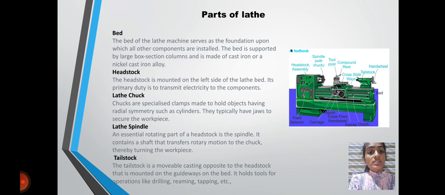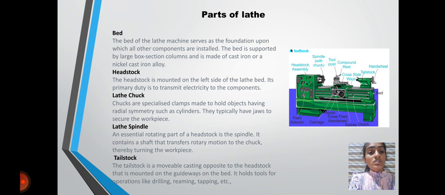Lathe chuck. Chucks are specialized clamps made to hold objects having radial symmetry such as cylinders. They typically have jaws to secure the workpiece. Lathe spindle. An essential rotating part of a lathe headstock is the spindle. It contains a shaft that transfers rotatory motion to the chuck, thereby turning the workpiece.